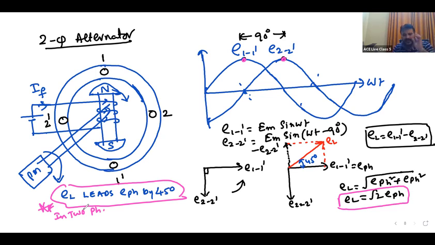Now, if I want to write the line voltage equation: E line is equal to √2 into E maximum, sin omega t plus 45. I will write plus 45. Correct or not? That is the equation, sin omega t plus 45. Based on the diagram, questions also can be given. That's the reason I am explaining all these things.